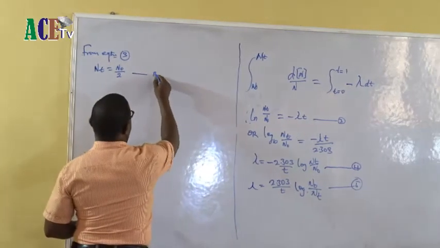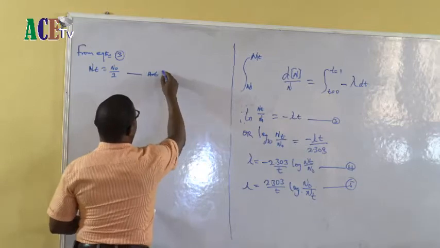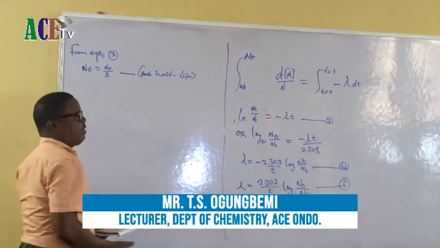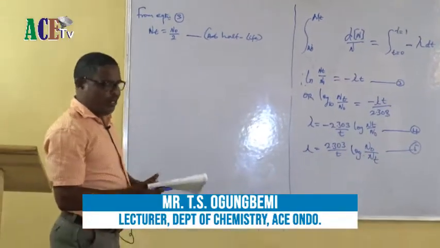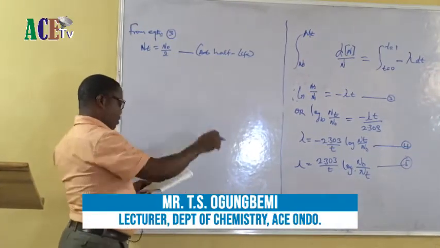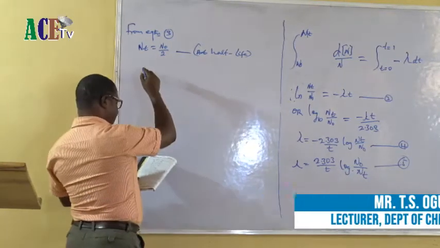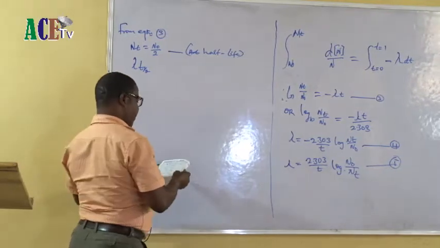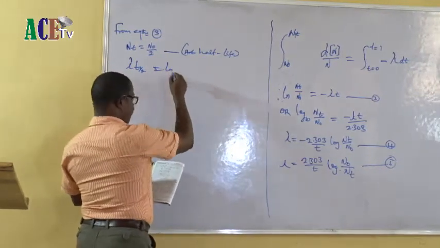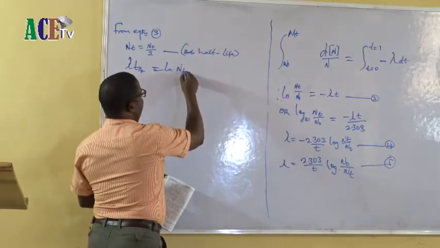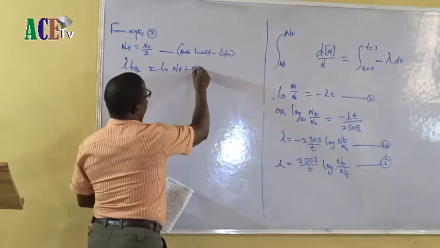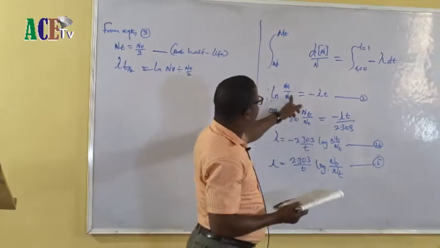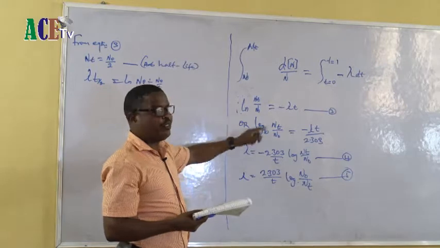That means at half-life, our Nt is always N0 divided by 2. So this implies that lambda T half is equal to ln of N0 divided by N0 all over 2, as we have it here, Nt all over N0.